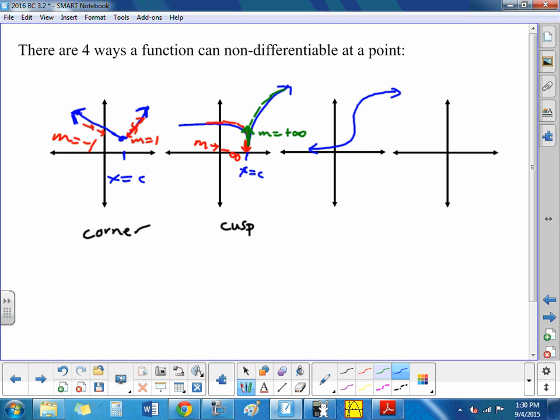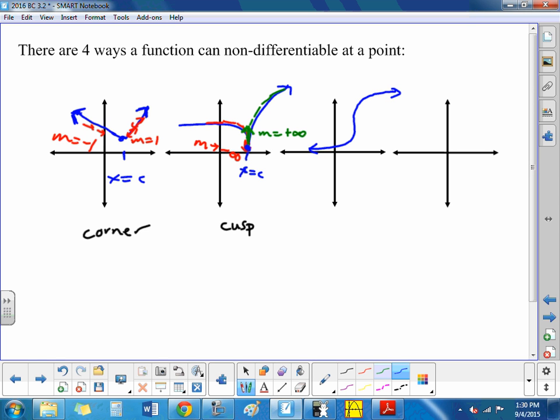Now, this one is very different from the other two. On the other two, if you zoom in on your graphing calculator at x equals c, you'll find that it is just a plain sharp point, a sharp turn. And you can try to sketch a tangent line there, but it won't work.